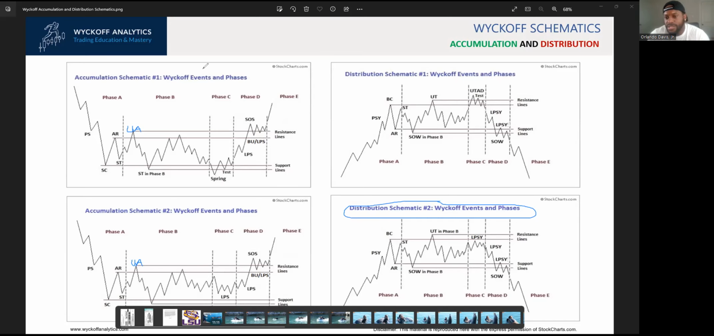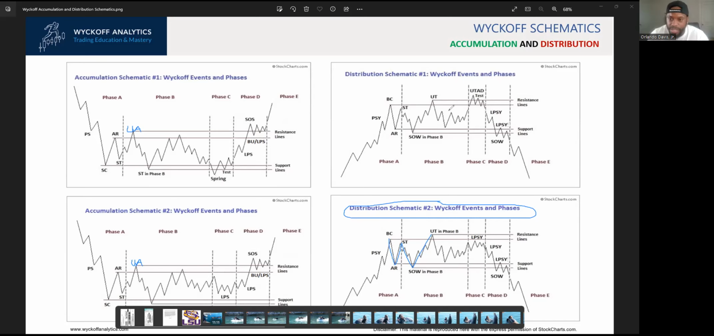So that's why I'm going to show you something. Right here, you see these elements and phases on this distribution schematic number 2, D2. You have the preliminary supply, price goes up, creates a buying climax, comes down, creates an automatic reaction, secondary test, sign of weakness. So here's how I was able to identify it being a distribution schematic. I've seen this W. When I seen this W right here, I said, "Oh snap!" And then price started diverging. But when I seen that W, I said, "Man, I could see a distribution schematic."